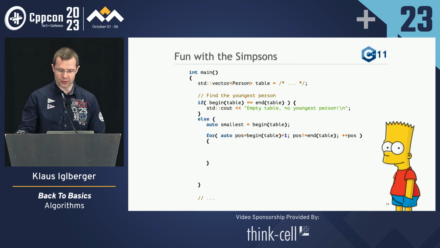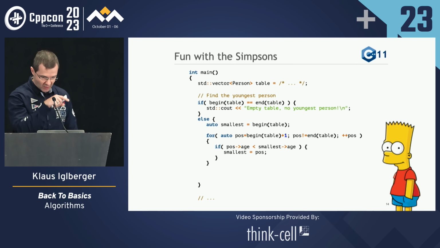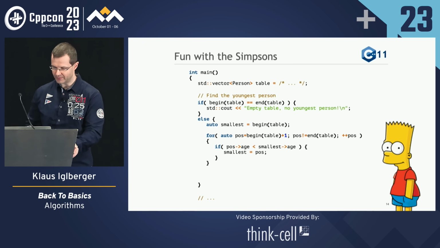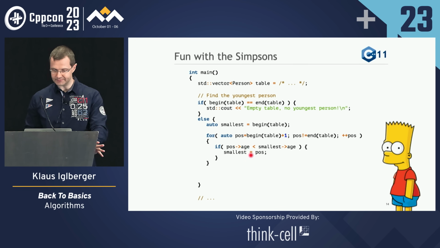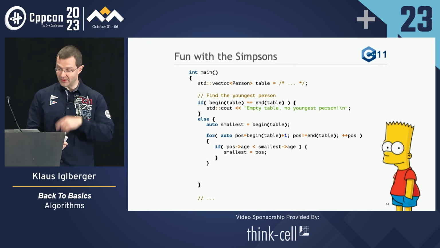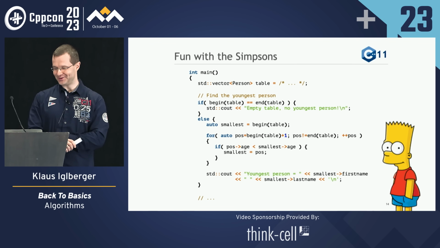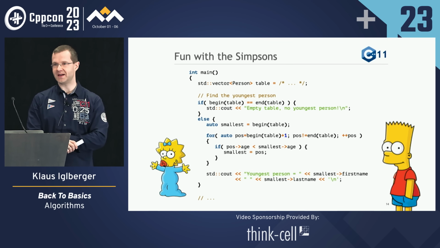But then, of course, we go through all the other persons. And we note this little detail: we go to the second element, and from there till the end in single steps. And we compare the age of all the persons. If the age of any person we are currently at is smaller than the age of the currently youngest person, then we found a new youngest person. And you do this until the end, and then we have found the youngest person. Great. Who is the youngest person? Well, in this vector of persons, it's of course Maggie.